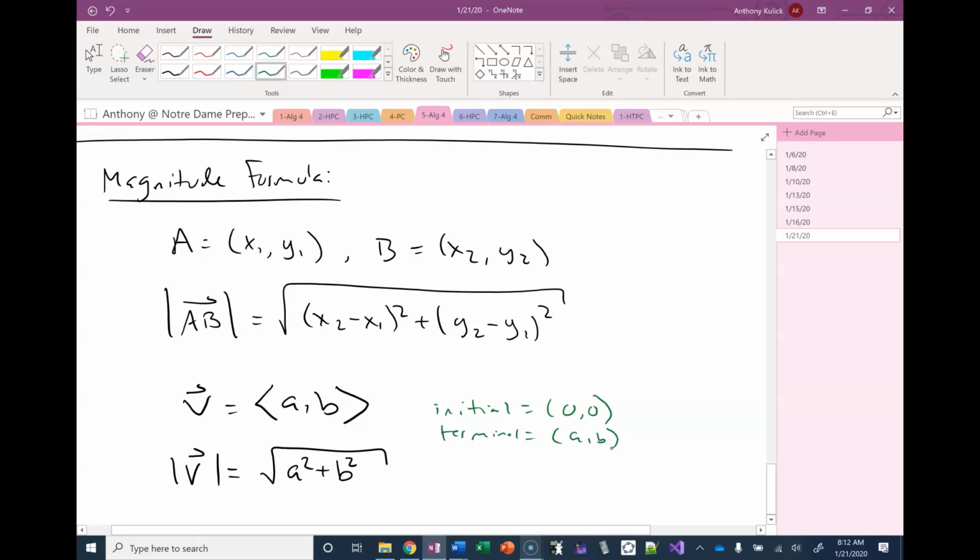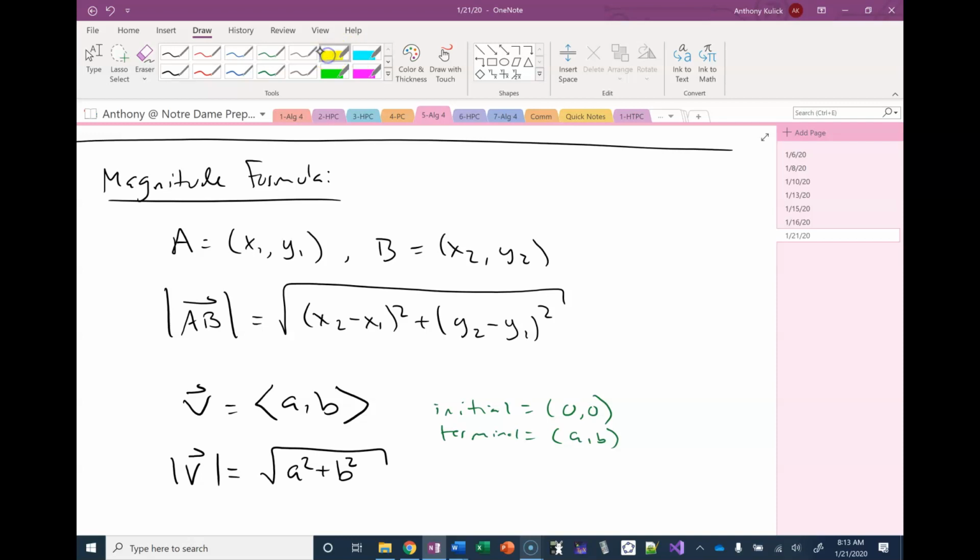What's the terminal point? It's the point a, b. So when I plug this into my formula up above for the distance, I'd get a minus 0 squared plus b minus 0 squared, all square rooted, right? Which just cleans up to be a squared plus b squared, all square rooted. Do we feel okay there?